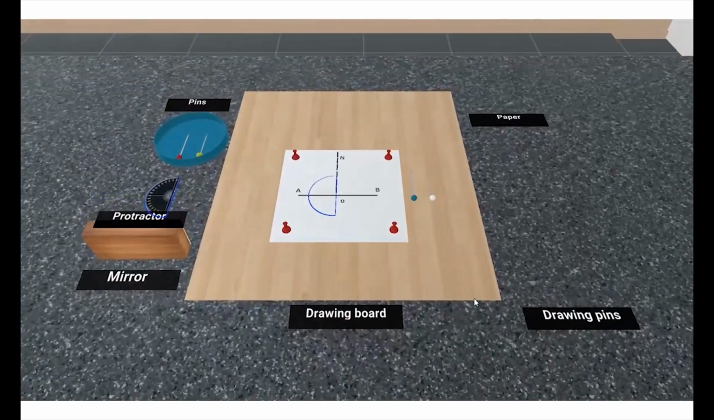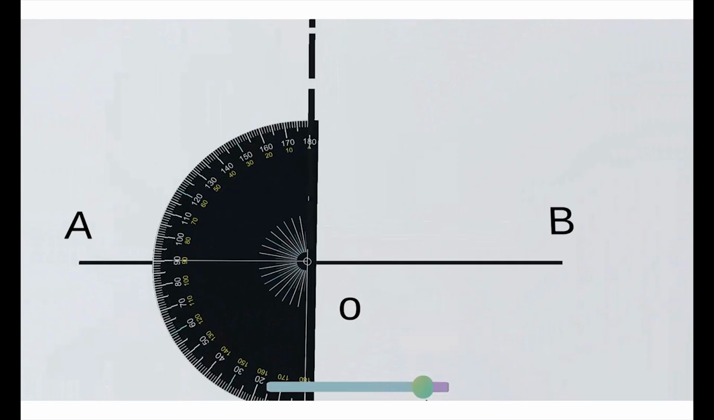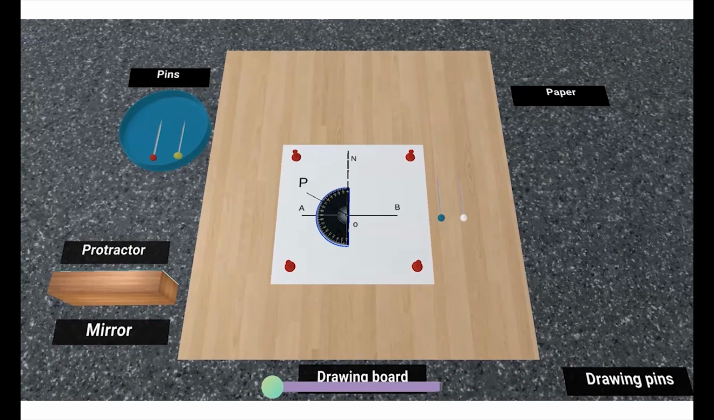Draw a thin line PO at an angle to the normal ON. Drag and drop the protractor. Zoom in on the camera using the slider and mark the angle at 60 degrees. Zoom out the camera using the slider. Drag and drop the protractor on the table. Place a thin mirror vertically on line AB.